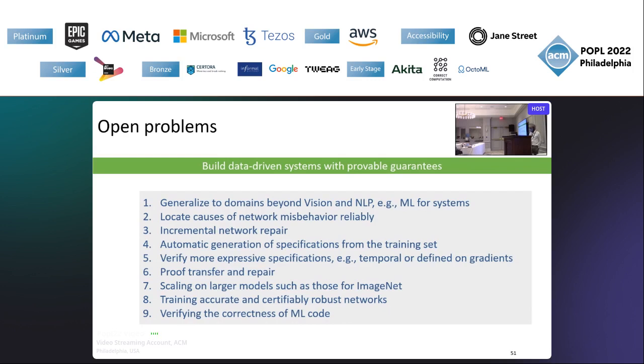Of course, the grand problem is that we actually cannot prove any L infinity specifications for ImageNet. We have been able, or other researchers in the community have been able to prove weaker specifications like robustness against patches and so on, but L infinity robustness for ImageNet, nothing exists. Of course, you want to train accurate and certifiably robust networks.